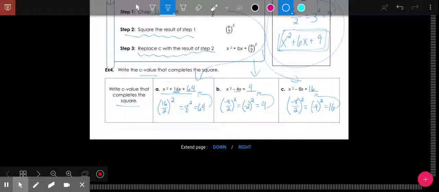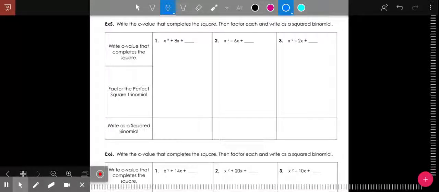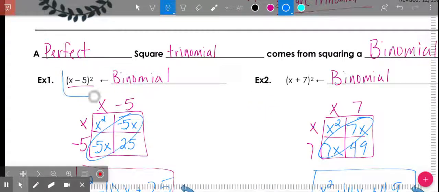All right, flipping over to the back page. Same skills. Okay, but now we're going to throw in a little bit of factoring. Just those same skills we're practicing over and over though. So it says write the c value that completes the square and then factor each and write as your squared binomial. Because our end goal, guys, is that we want all of our answers to look like this. That's what we want our answers to look like. If you think about our warm-up, that's because, hey, we can take the square root of that and solve it. So that's our goal.